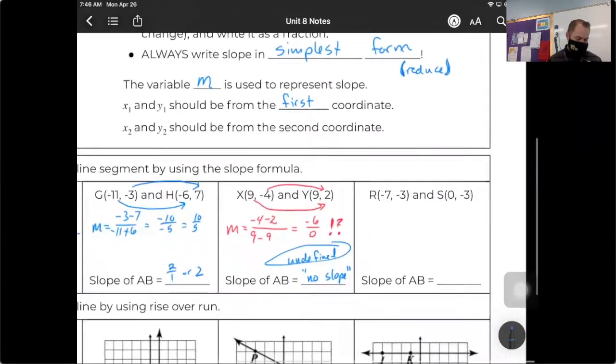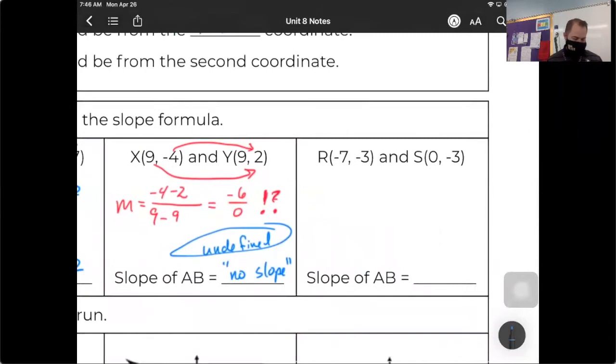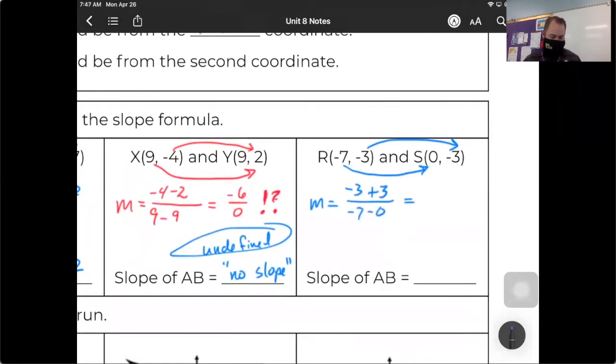So for this last one, let's do our slope together. We're going to do the difference of the y values on top. -3 minus -3 turns into +3, right? But then on the bottom, we have -7 minus 0. This time, 0 is what we get on the top of the fraction. We get 0 over -7. That is not undefined. That we can do. You can do that in the calculator. 0 divided by anything is 0.